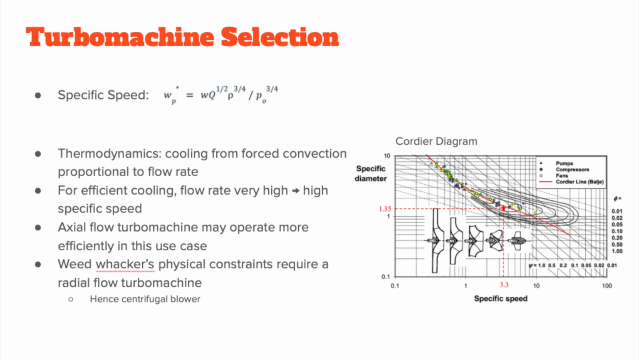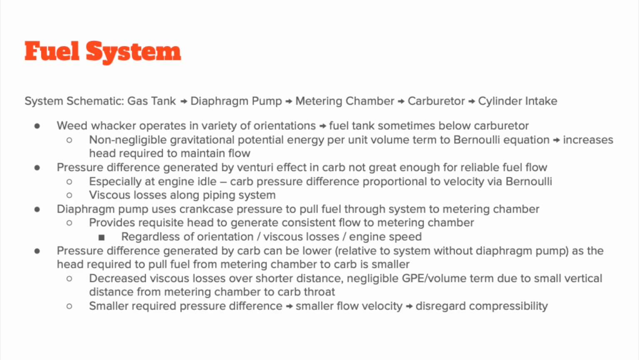An interesting design choice lies in turbo machine selection for cooling of the cylinder block. From thermo, we know that the cooling from forced convection is proportional to flow rate. For efficient cooling then, and referencing the specific speed equation, we know that for high flow rate we get a high specific speed. As a result, an axial flow turbo machine may operate more efficiently in this use case. However, the Weed Wacker's physical design constraints lend more to a radial flow turbo machine, hence the centrifugal blower that we see in use.